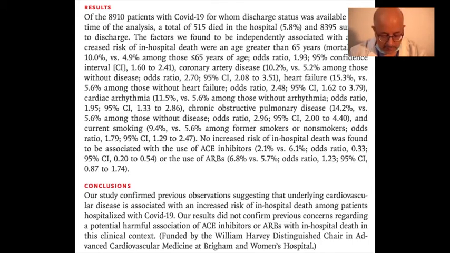So the study confirmed previous observations suggesting that underlying cardiovascular disease is associated with increased risk of COVID-19 associated in-hospital death, but there is no evidence of potential harm from the use of ACE inhibitor or ARB.